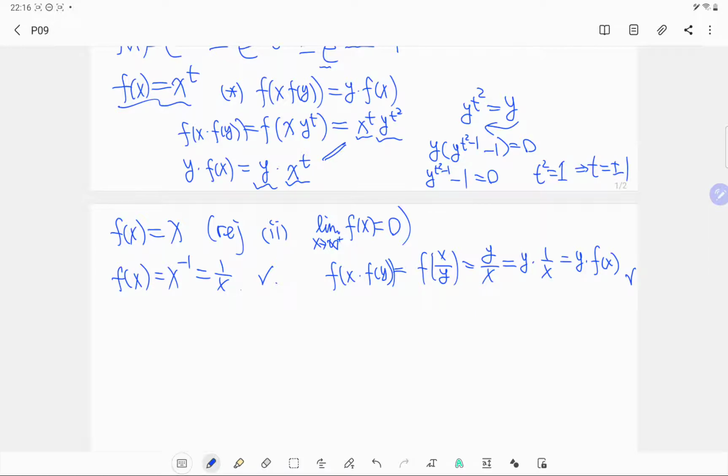So we have two solutions. One is f of x equals 1 over x, and the other one is f of x equals 0 for all values of x real number. And this is the end of this video.